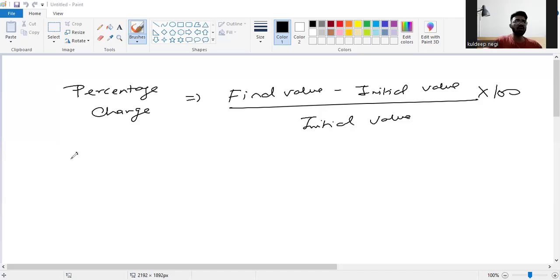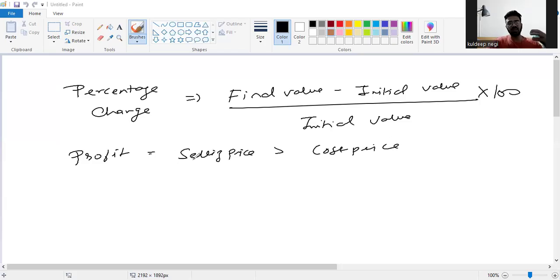Next formula, profit. Now this profit and loss is directly linked with percentage only. So profit: whenever your selling price is higher than the cost price, that is your profit case. Selling price means the price at which you are selling something, and the cost price is the price at which you bought something before. So obviously you will buy something, then you will sell something. So in the entire profit and loss topic, your cost price is your initial value, IV, and your selling price is your final value. Very important concept.